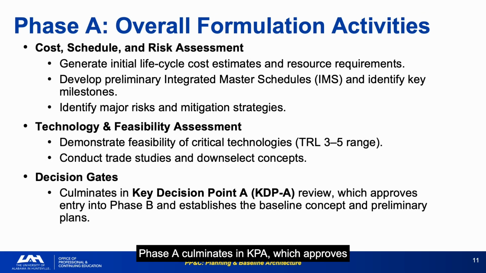Phase A culminates in KDPA, which approves entry into Phase B. The decision is made based on whether the concept is viable, the plan is credible, and the key risks are understood. TRL 3 to 5 range for technology readiness is the Phase A benchmark. You're not expected to have proven hardware, but you do need to demonstrate that the approach is physically feasible.